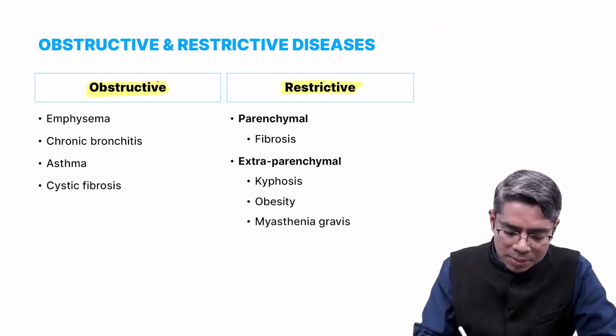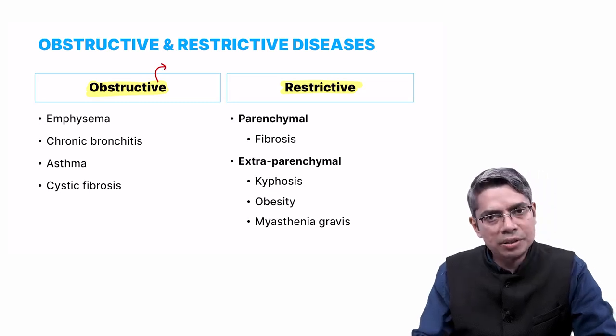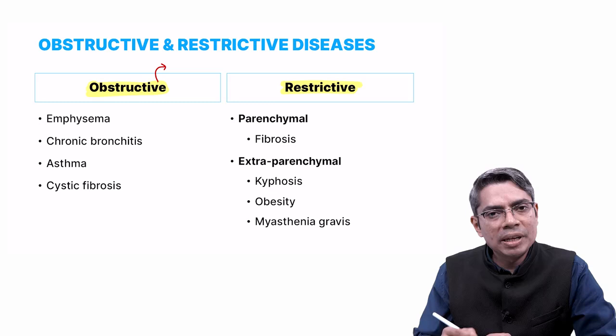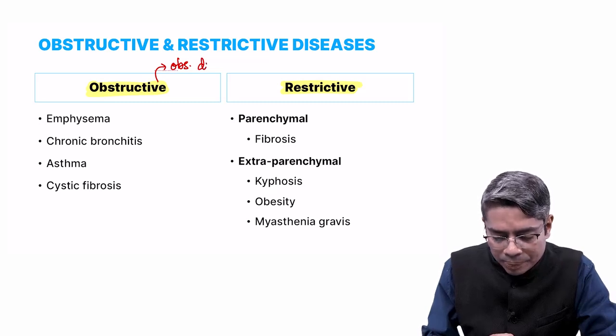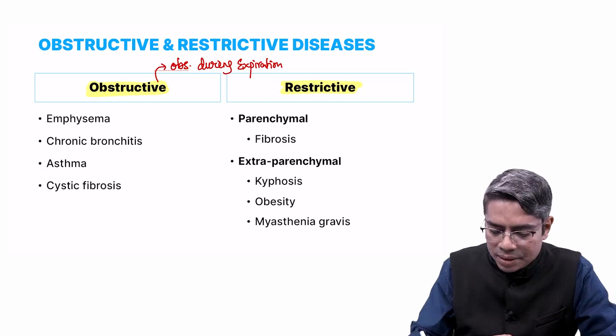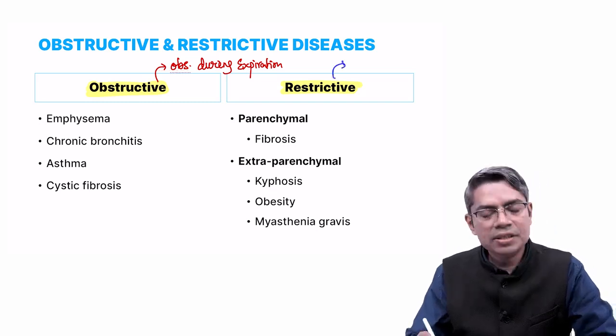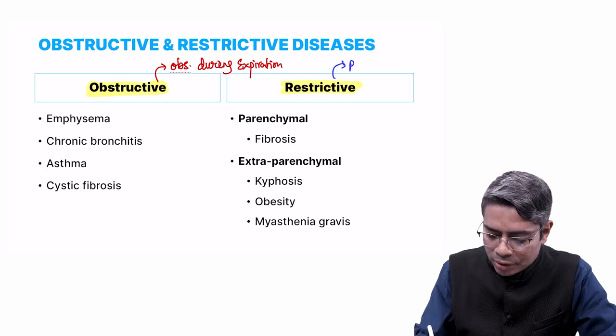Obstructive disease means there will be airways obstruction, and this obstruction is going to happen mainly in which phase? During expiration. And restrictive disease means there will be restriction in inspiration. So, there will be restriction mainly during which phase of respiration? Restriction mainly during the inspiratory phase.